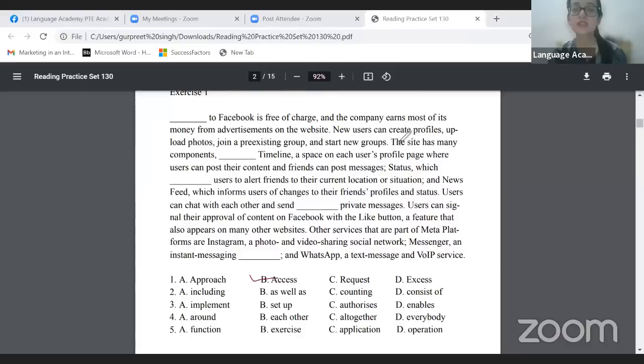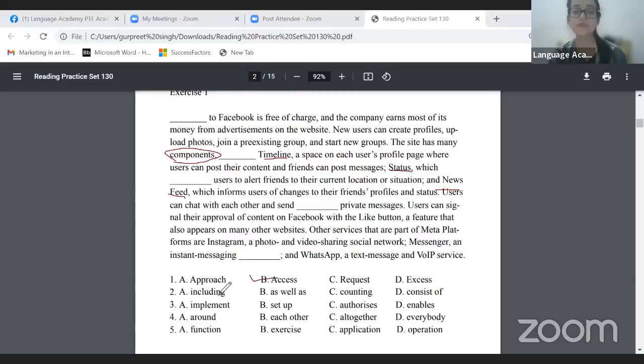New users can create profiles, upload photos, join a pre-existing group, and start new groups. The site has many components: Dash timeline, second one is status, and the third one is newsfeed. That means they have given us the examples of the components. So generally when we give examples, we say components such as, but we don't have such as here. Another way of giving examples is by using the word including.